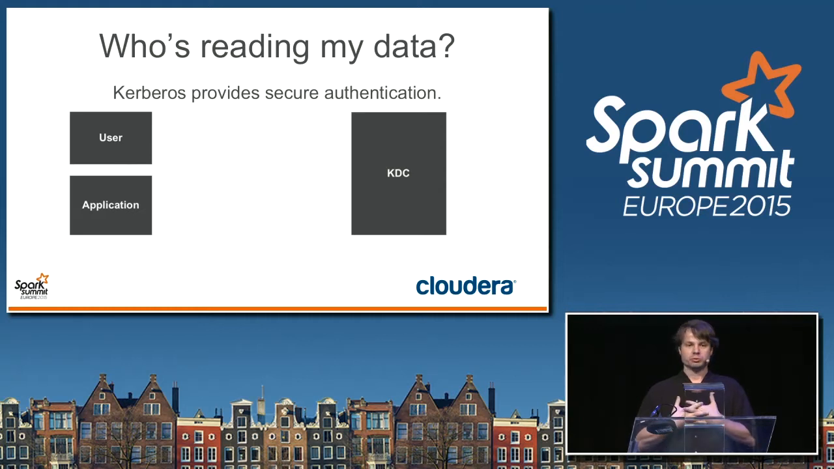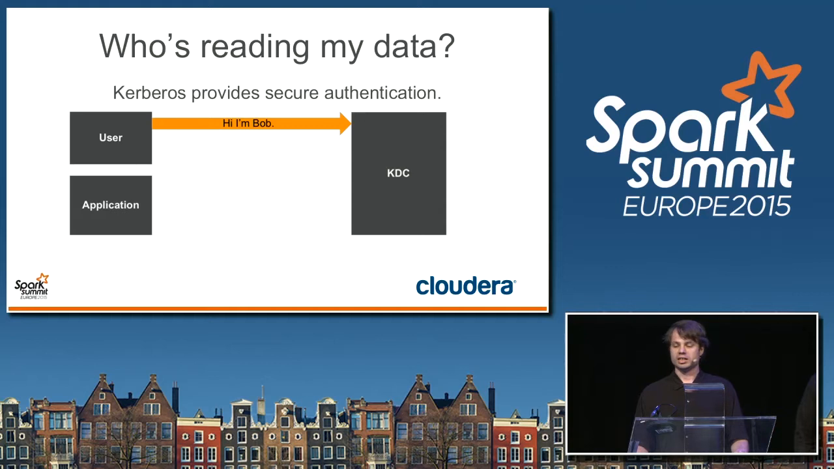So basically, you want to know who's reading my data. Kerberos provides this secure authentication system. You have the KDC, the Kerberos Key Distribution Center, which is basically two services. The first one is the authentication service. Basically, your user says, I want to authenticate myself with the authentication server, so it sends a message saying, OK, I'm Bob, here are my credentials. And the server says, OK, the credentials are fine. Here is your TGT. TGT stands for Ticket Granting Ticket.